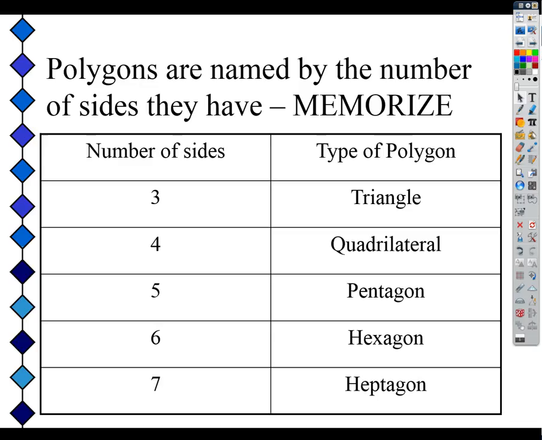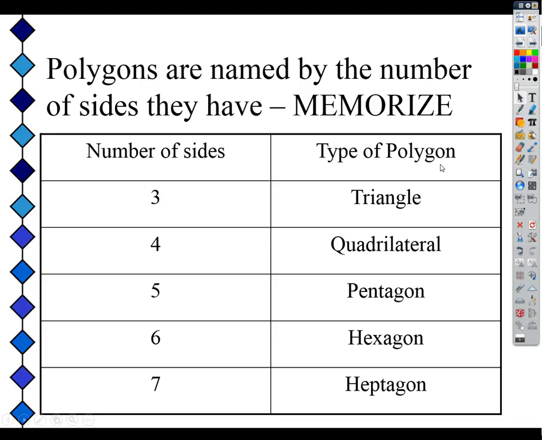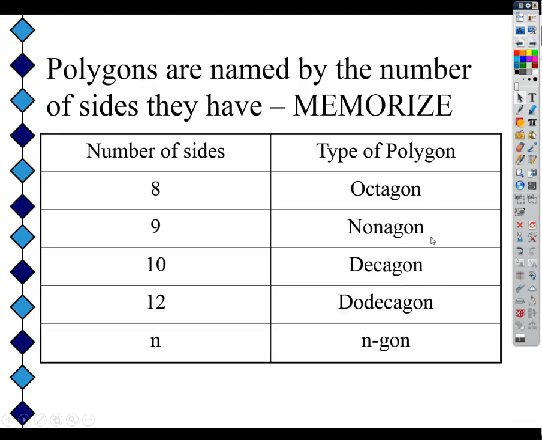So 3-sided, we already know, that's a triangle. 4-sided is a quadrilateral. That's going to stick in your head for sure because that's what we deal with all chapter. Pentagon, 5-sided. Hexagon, 6-sided. Heptagon, 7-sided. These are in the book. 8-sided is an octagon, 9-sided is a nonagon, 10-sided is a decagon, and 12-sided is a dodecagon. And those are just the ones that you would typically maybe run into. Bigger than that, we don't ever really try to worry about naming them.